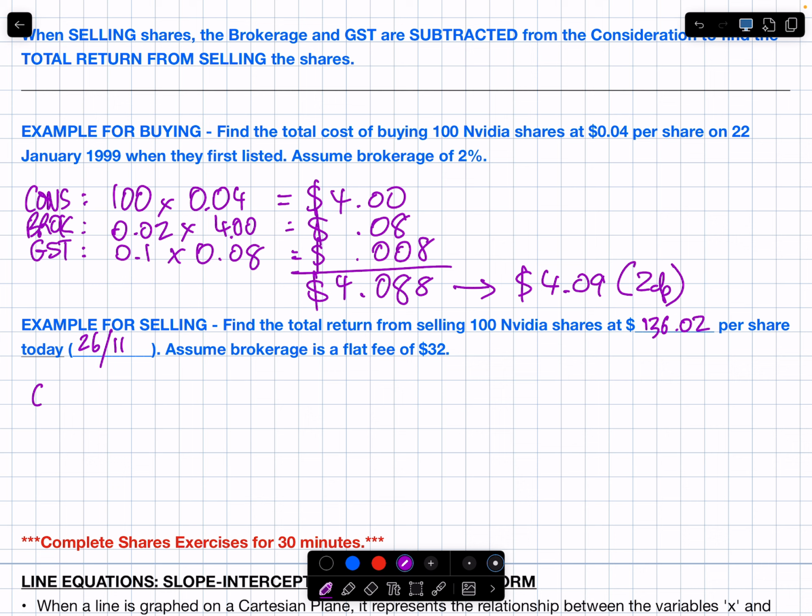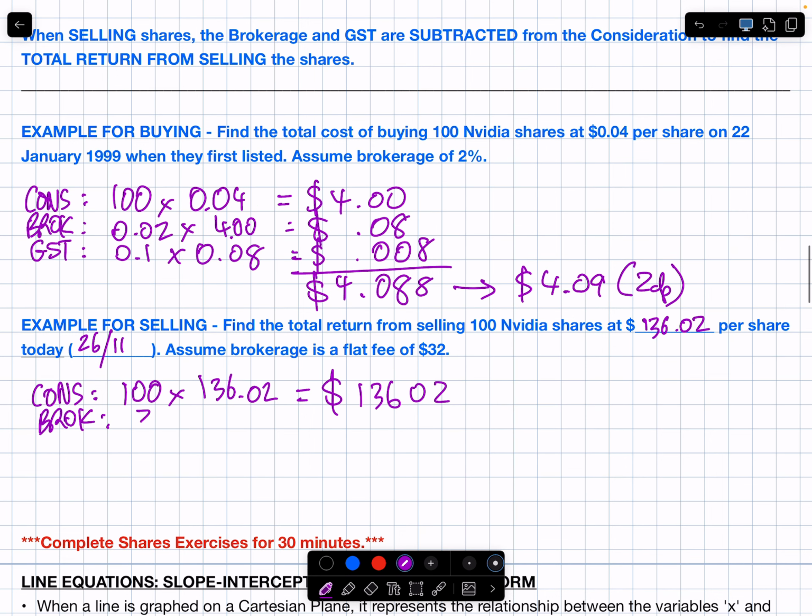3 sections of buying or selling. Consideration. I'm going to burn all my shares, 100 of them, 100 times buy. What are they worth each? $136.02. So that's going to be $13,602. Brokerage. Is brokerage a percentage this time, or is it a flat fee? Do I need to do any maths to work out what $32 is? No, so it's just going to be 32. GST, 10%, 0.1 times by the brokerage, which is going to be $3.20.